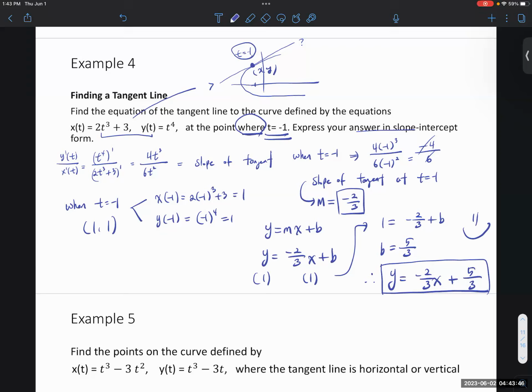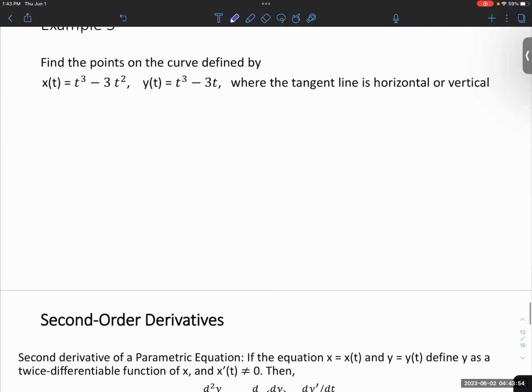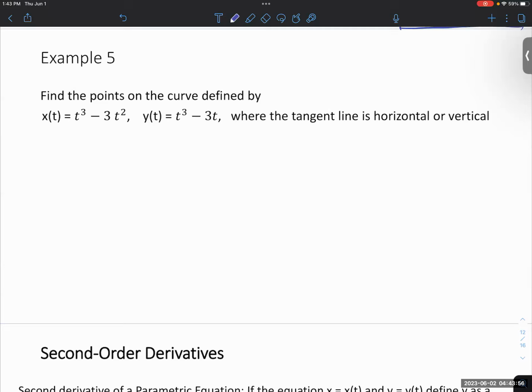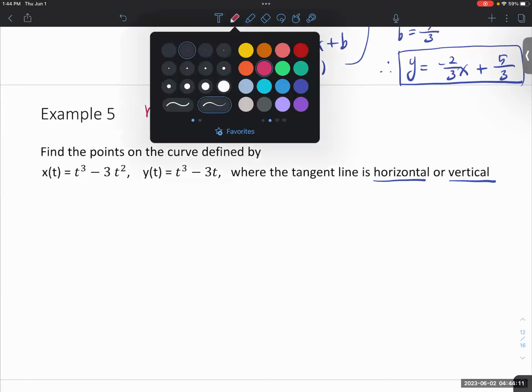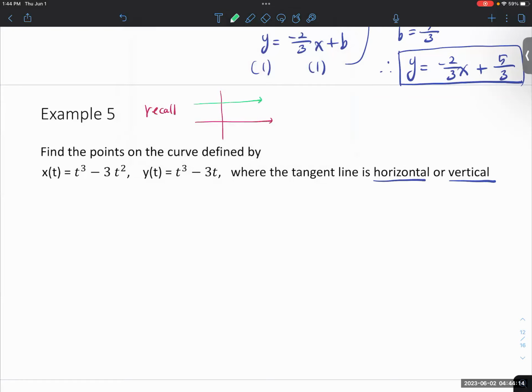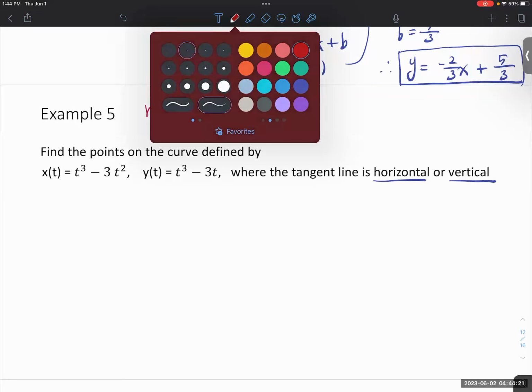Let's take a look at a couple more examples to find the tangent line of the parametric equation. Here we go. In this equation, the tangent line is going to be a horizontal or vertical line. So if you remember, recall, what does it mean, horizontal line? This is a horizontal line, and it's always written as y equals something.